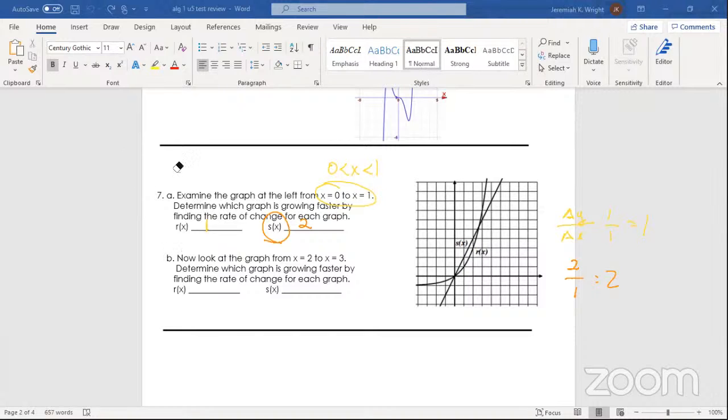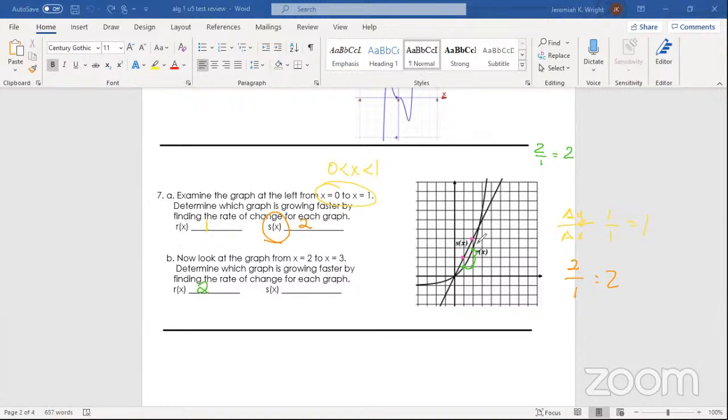It says, look at it from 2 to 3 and see which one's growing faster. So we've got the exact same question. 2 is right there and 3 is right there. And then I'm going to do in purple here, 2 and 3. All right, so let's look at these. The green, 1, 2. So the vertical change is 2 in the green, and it's 1 horizontal change, 2 over 1 equals 2. So in our exponential function, which is the r function, its rate of change is 2.